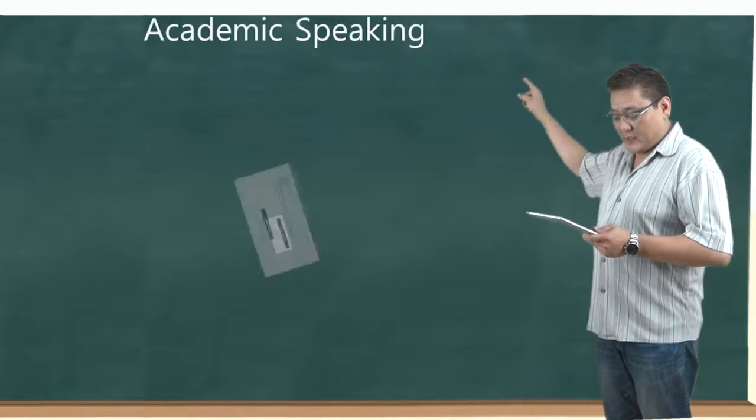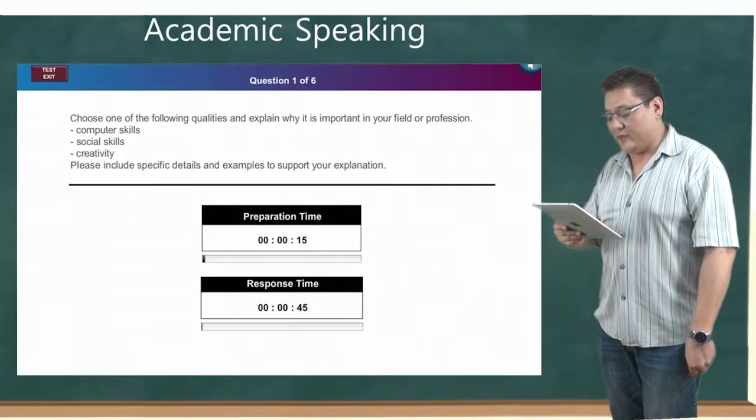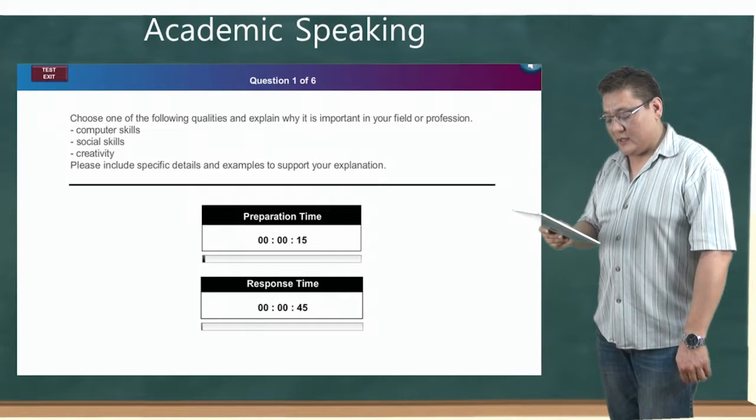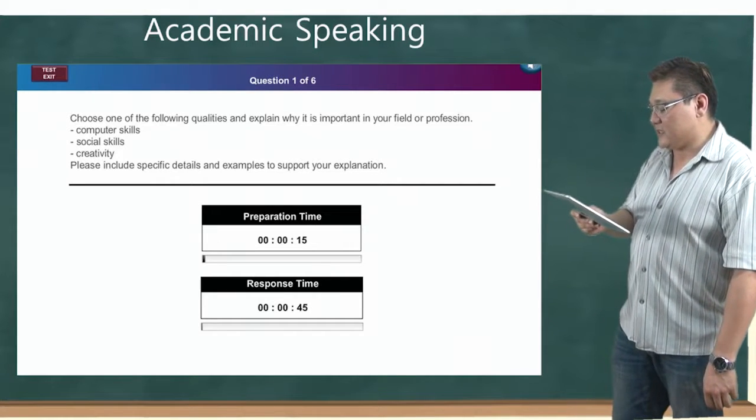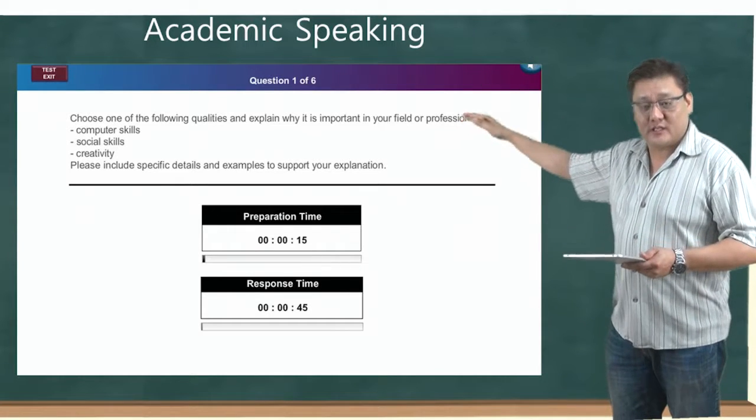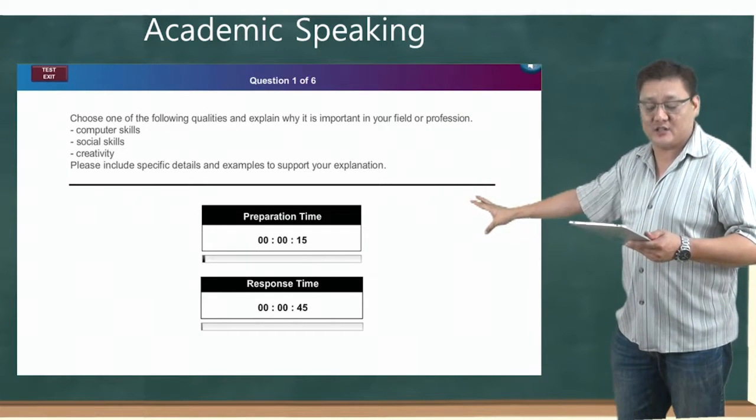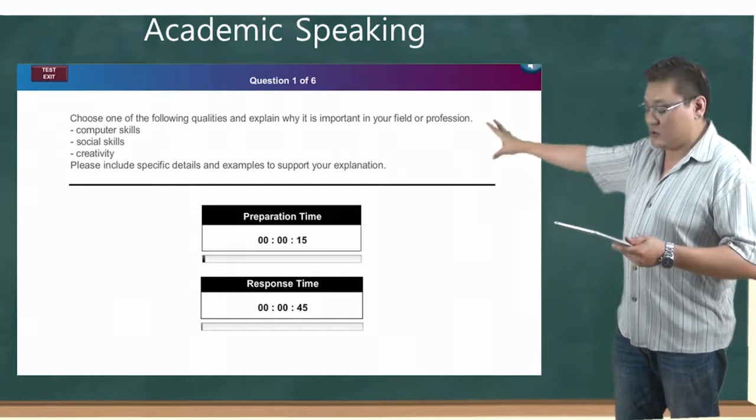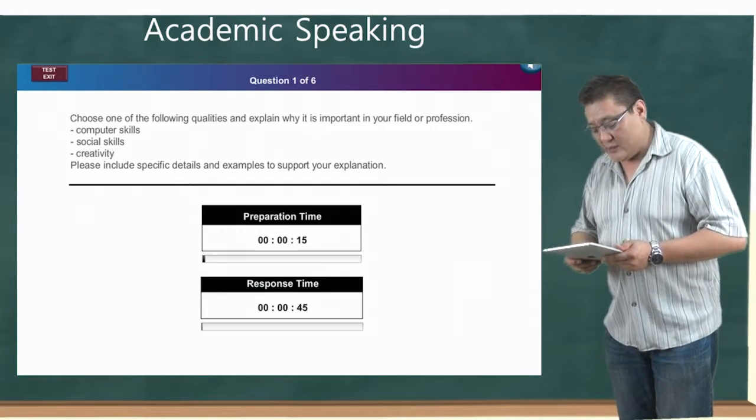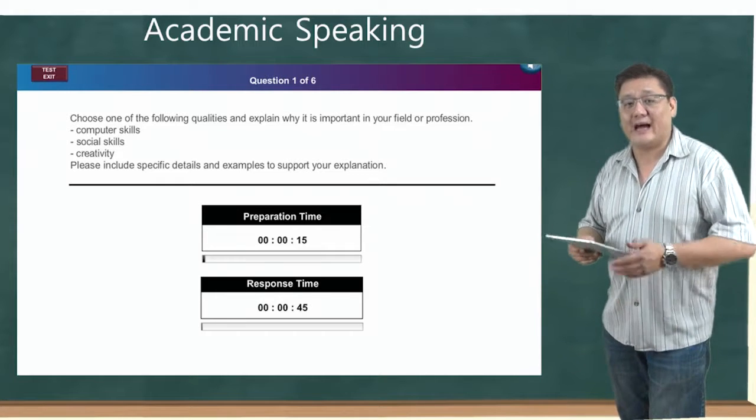It says here, choose one of the following qualities and explain why it is important in your field or profession: computer skills, social skills, creativity. Please include specific details and examples to support your explanation. 간단히 세 개 줬잖아. Computer skill, social skill, 아니면 creativity. If you look at the time, they give you 15 seconds to prepare and 45 seconds to answer. 15초 준비 시간 주고 45초 대답해야 돼요. 어떻게 대답하는지는 이제 클리닉 들어가서 얘기할 거예요. We're just going to go over how the test looks like.